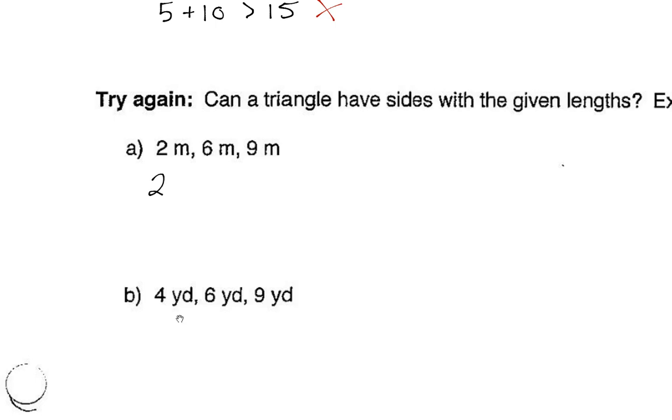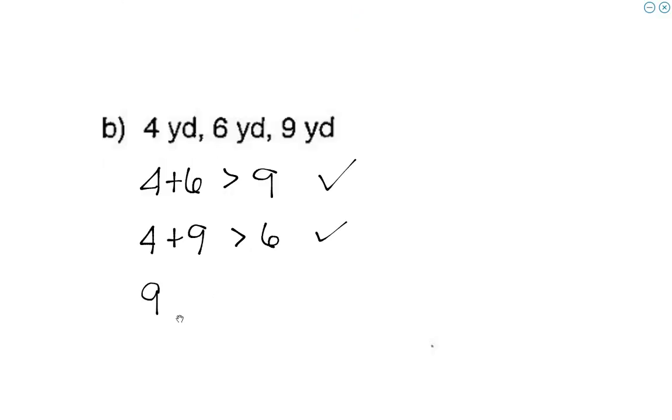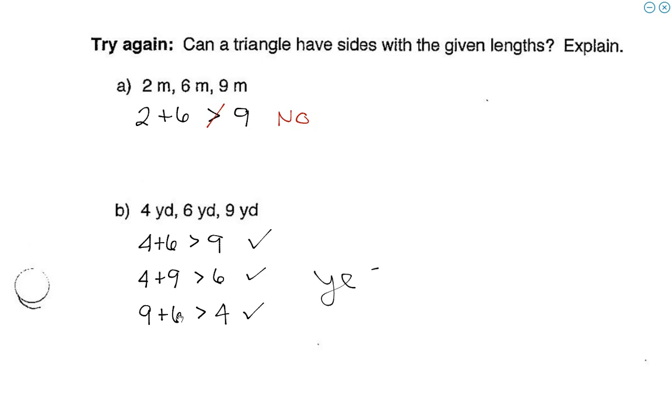All right, so we're going to try 2 plus 6. Is it greater than 9? No. Down here, 4 plus 6, is it greater than 9? Yes. Is 4 plus 9 greater than 6? Yes. Is 9 plus 6 greater than 4? Yes. So B is good, A up top is not good.